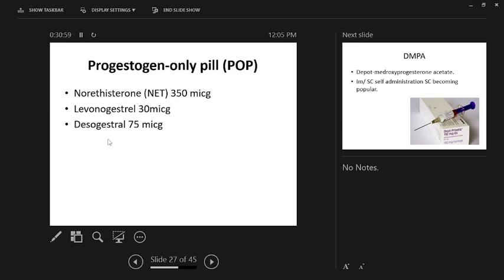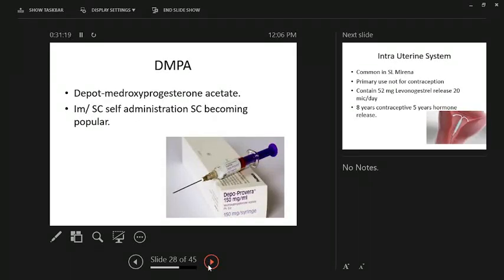We can use this for people who are not suitable to use combined oral contraceptives. It has a kind of poor cycle control. The person needs to take the medicine at the same time, same day. If she misses it for several hours, there may be breakthrough bleeding and contraceptive failure as well.